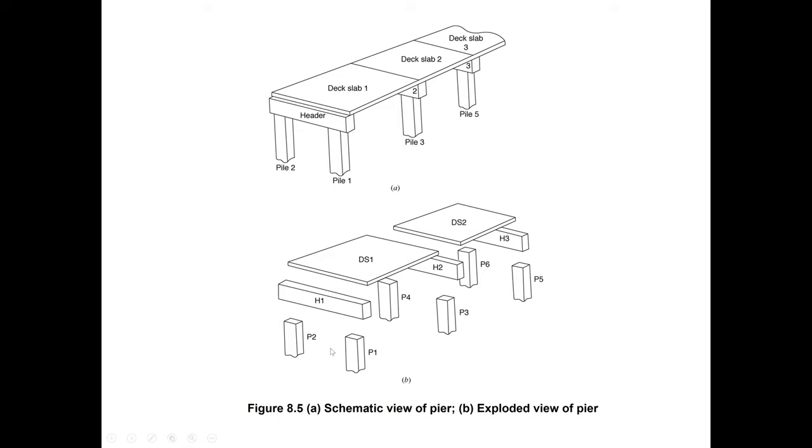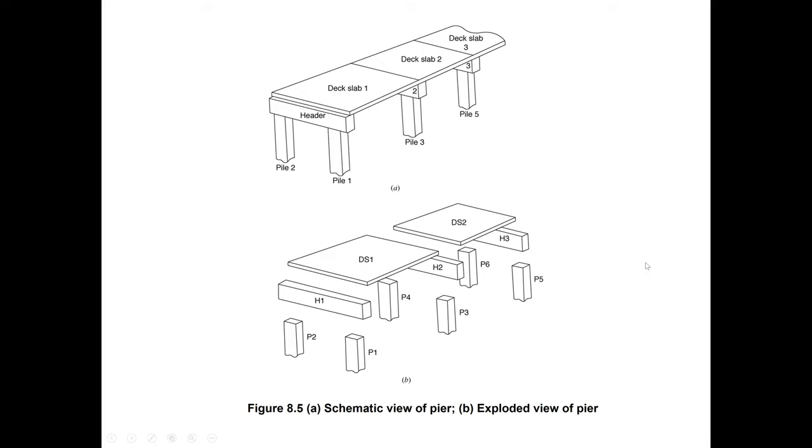So then first we should complete, if we complete pier 1 and pier 2, then we can build header 1. If we complete pier 3 and pier 4, then we can build header 2. If we complete pier 5 and pier 6, then we can build header number 3. So once these header 1 and header 2 are complete, then we can cast deck slab 1. And once these header 2 and 3 are complete, we can cast also deck slab 2.